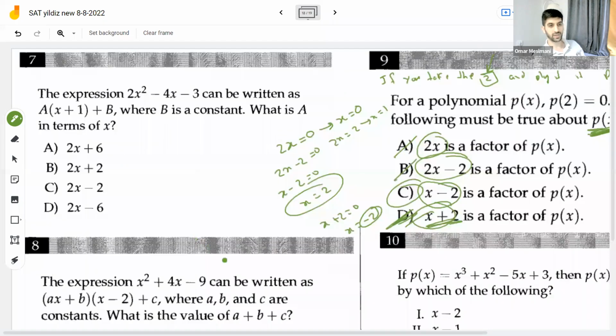Okay, question 7. The expression can be rewritten as a x plus 1. Exact same one. What is a in terms of x? Is it constant? If you didn't solve it before, give it another chance now. If you were not able to solve it in the homework, now try to give it another chance. Use a as this and try to see which one is going to be the best choice.